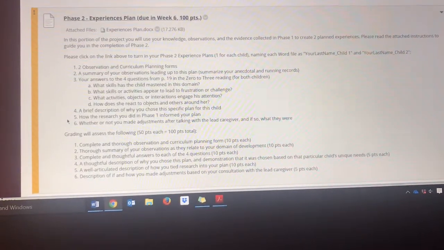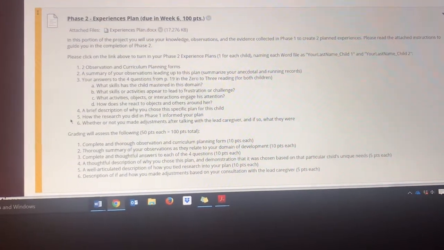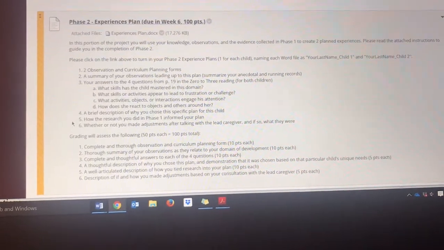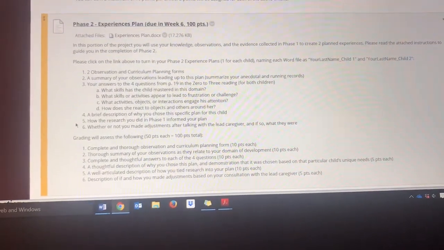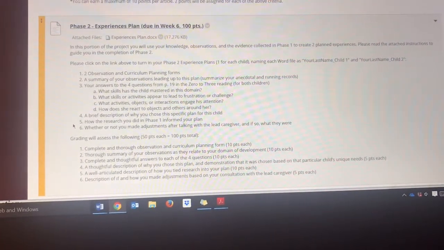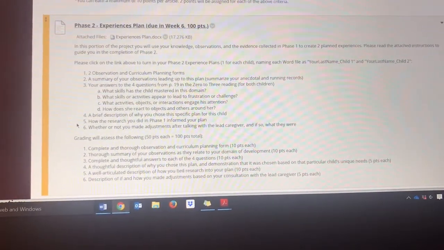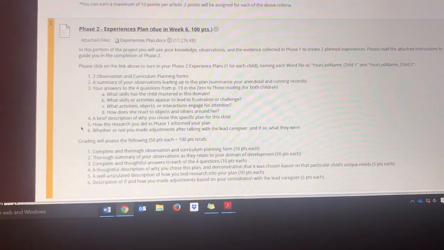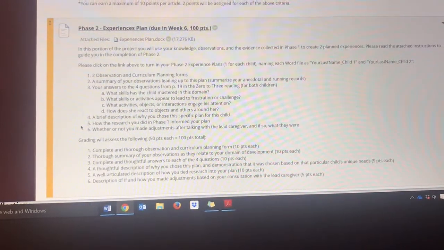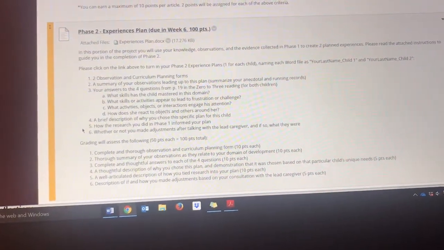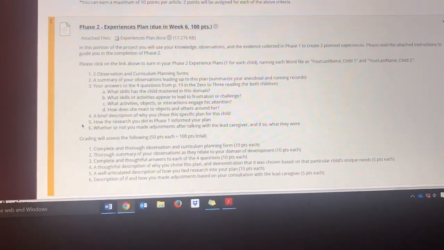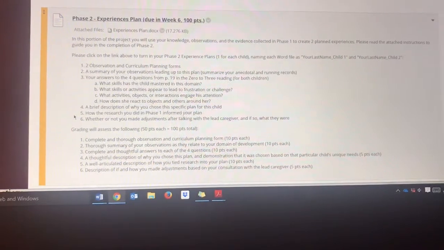So you do your infant first, type all that up, upload that, and then you're going to do your toddler as well. Some people put it in one large document. That's totally fine. You can upload 2 documents, one for the infant, one for the toddler, and it's going to have all those different components. So the observation and curriculum planning form, the anecdotal records, the running record, and then answering all of the 4 questions, and then also the description of why you chose it, the research, how it informed what you're doing, and then if you had to make any adjustments. So I hope that's really helpful.